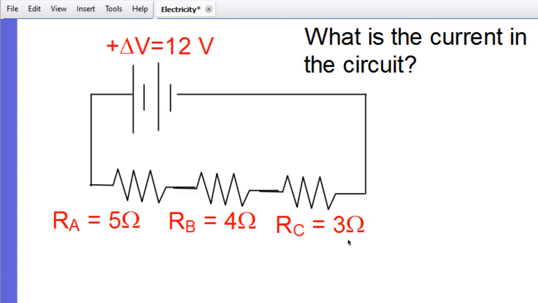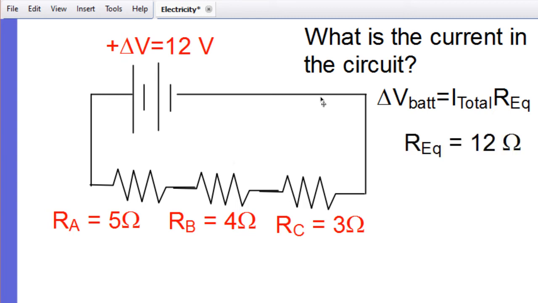So, for instance here, I want to know what the current in my circuit is. Well, to do that, I need to know my voltage of the battery. Oh, hey, look, I know that. And I need to know my equivalent resistance. Ooh, I do not know that. But I know that RA plus RB plus RC will give me my equivalent resistance. So that means my equivalent resistance is 12 ohms. Because 5 plus 4, 9, plus 3 is 12.